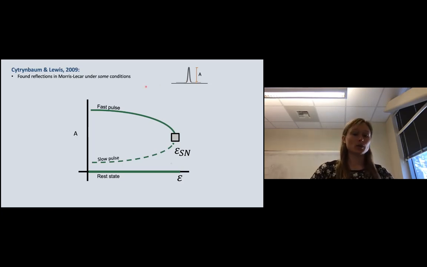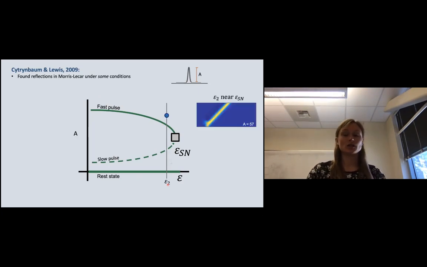And so it's known in the Morris-Lecar system that there are a few different possible solutions, including a pair of fast and slow pulses that are created at a saddle node bifurcation, and also the homogeneous rest state. Well, what Citron, Baum, and Lewis found is that if they fix a value of this parameter epsilon, I'll get to more about this later, near that saddle node bifurcation, no matter what amplitude of the initial condition they started with, they would not see reflections.